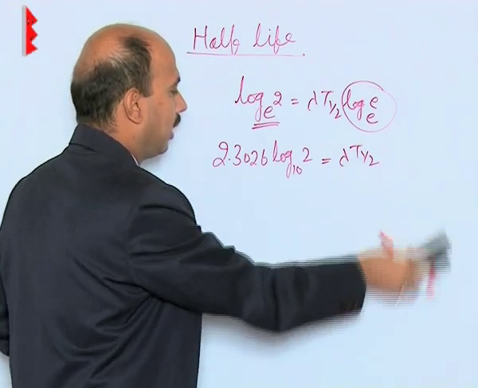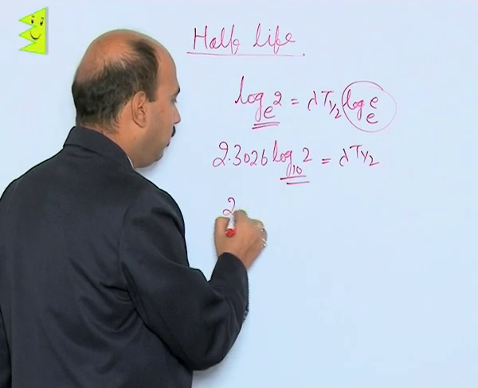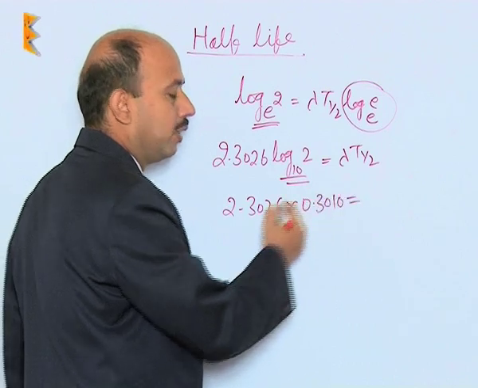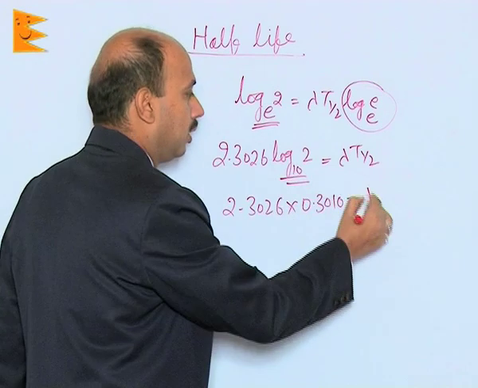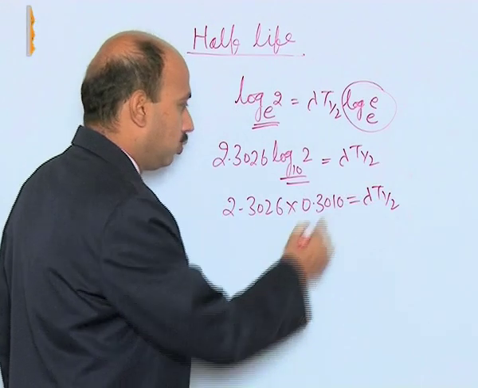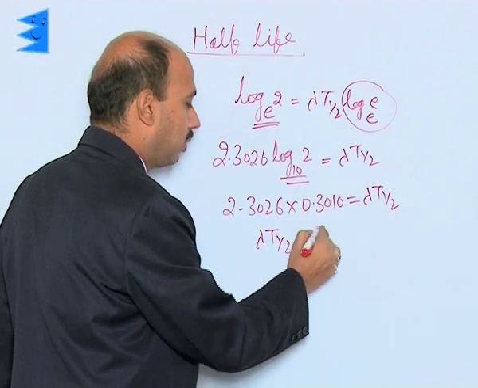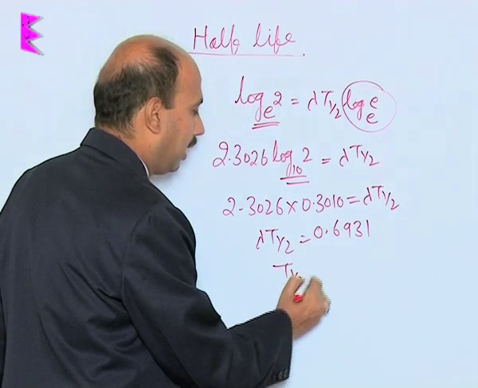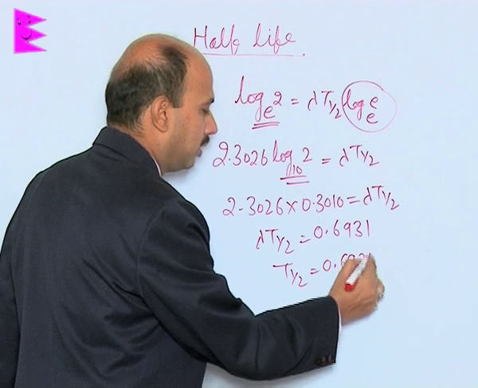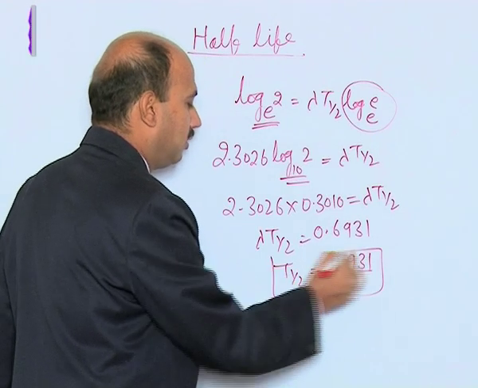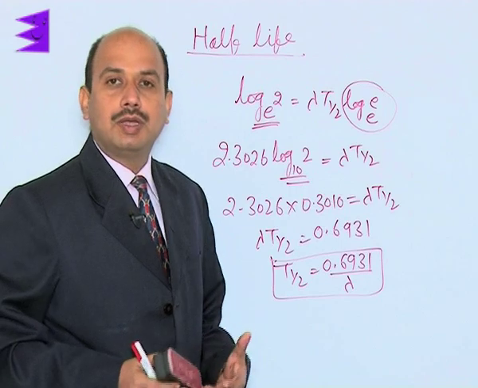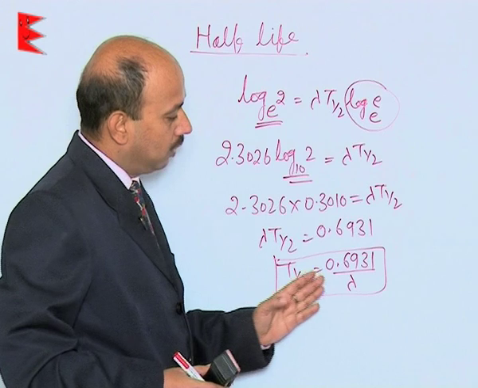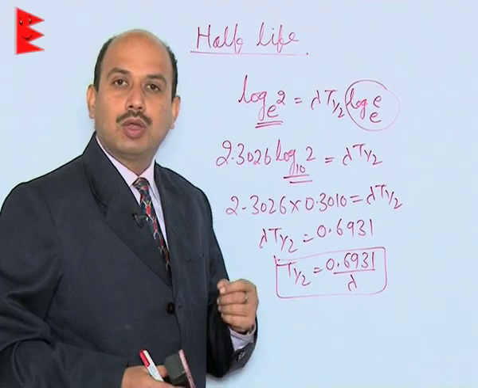Now we can write 2.3026 into 0.3010, that we get from the log table, is equal to lambda T half. So we can write lambda T half is equal to 0.6931, or we can write T half is equal to 0.6931 divided by lambda. So this is the expression for the half-life of the radioactive element. So we have got this expression: T half is equal to 0.6931 upon lambda.